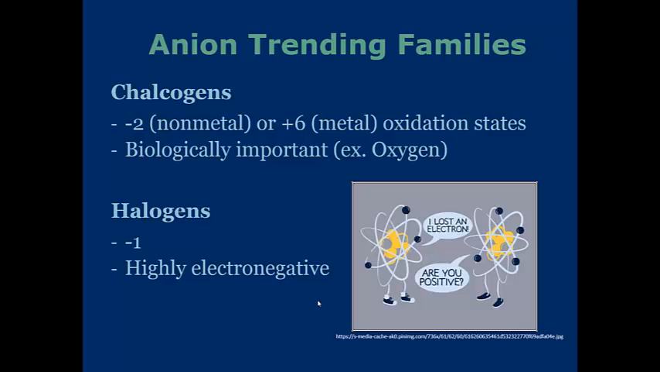Anion trending families tend to be nonmetals. They are chalcogens and halogens. Chalcogens are -2 or +6, depending on if they're metal or non-metal. They are important because they have a lot of biological functions. The all-star of this family is oxygen. Halogens have a -1 state, and they're highly electronegative. These are comprised of elements such as fluorine, chlorine, and bromine.